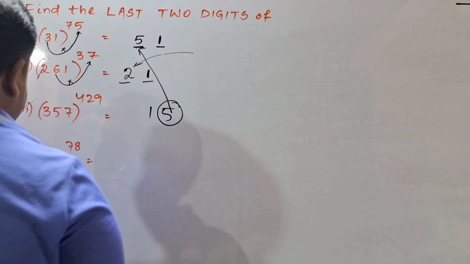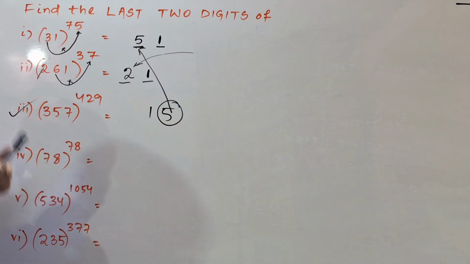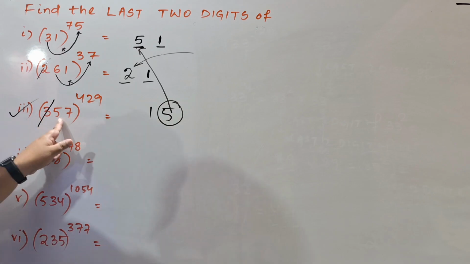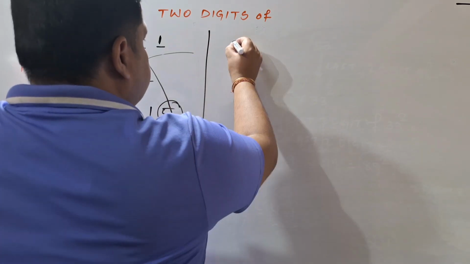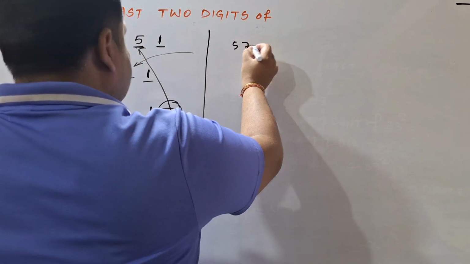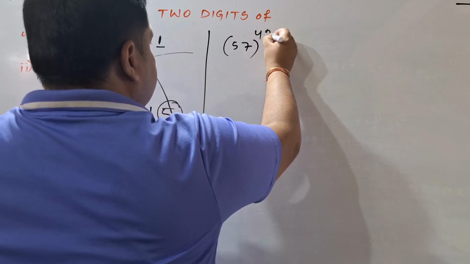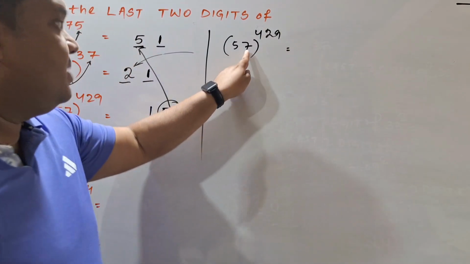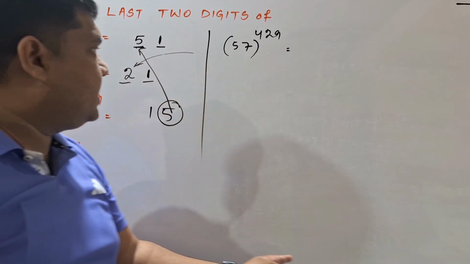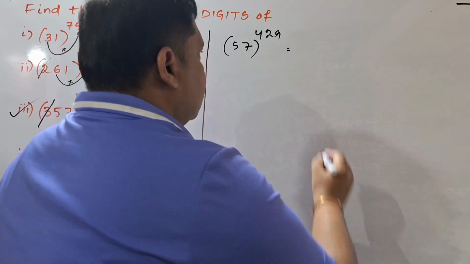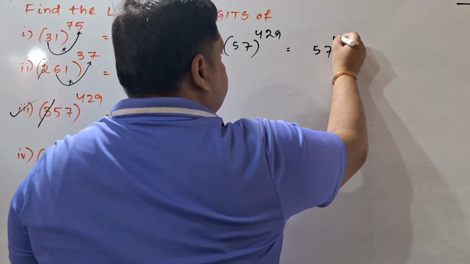Okay, here the question number B triple I. First of all, eliminate this 3. Now the question is 57 to the power 429. So what do you have to do? The base ends in 7, do a modification. I want 1. So what will I write? 57 to the power 4.